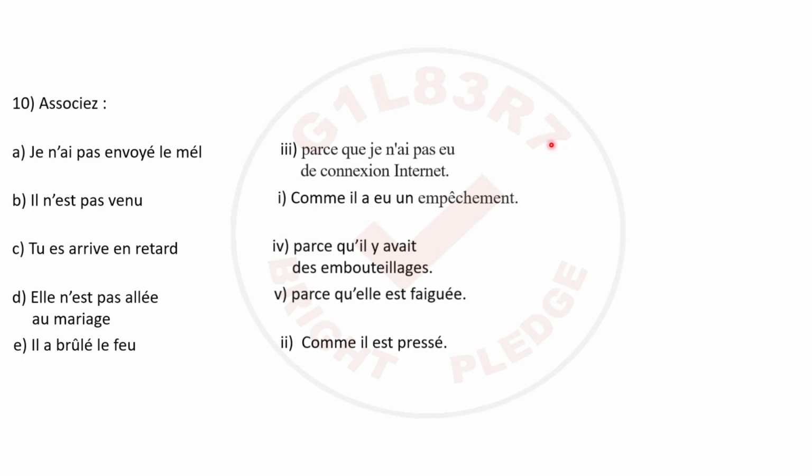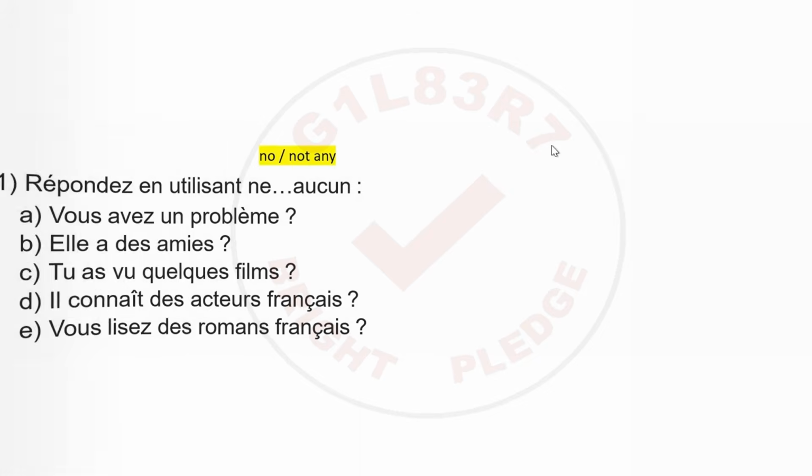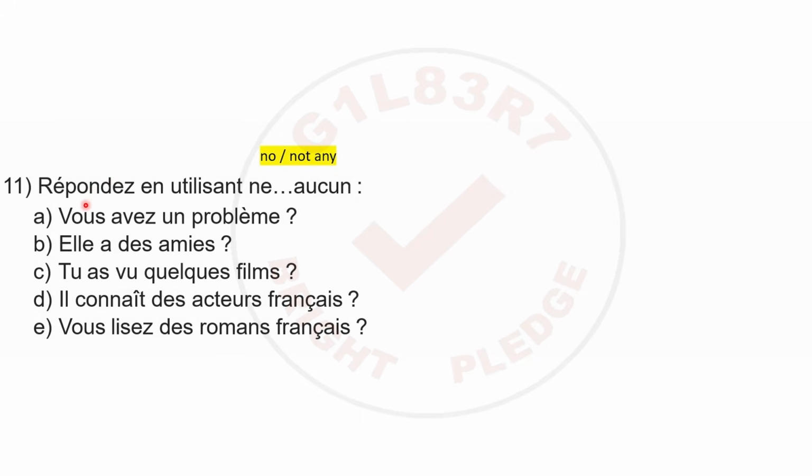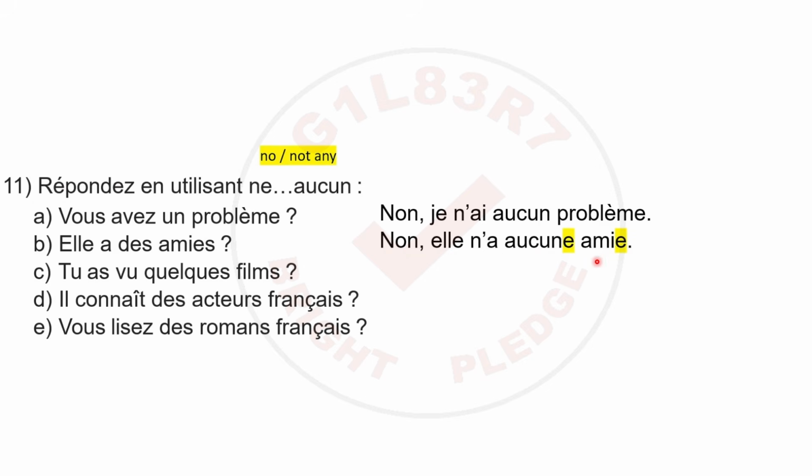And the last exercise, they want you to answer using aucun and aucune, meaning not any. You have a problem, you are going to reply and say no, I have no problem. So no, je n'ai aucun problème. Similarly, she has some friends. You're going to say no, she has no friend. So, elle n'a aucune amie. Remember, if it's feminine, you have to add an additional E to the aucun.